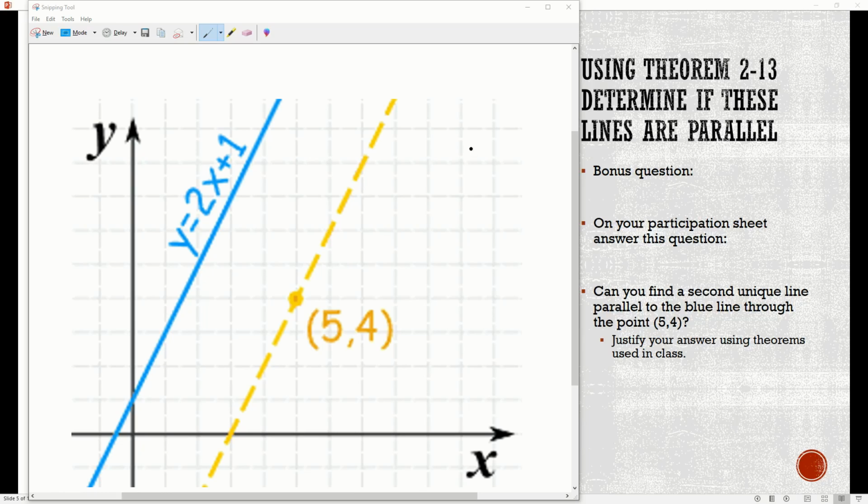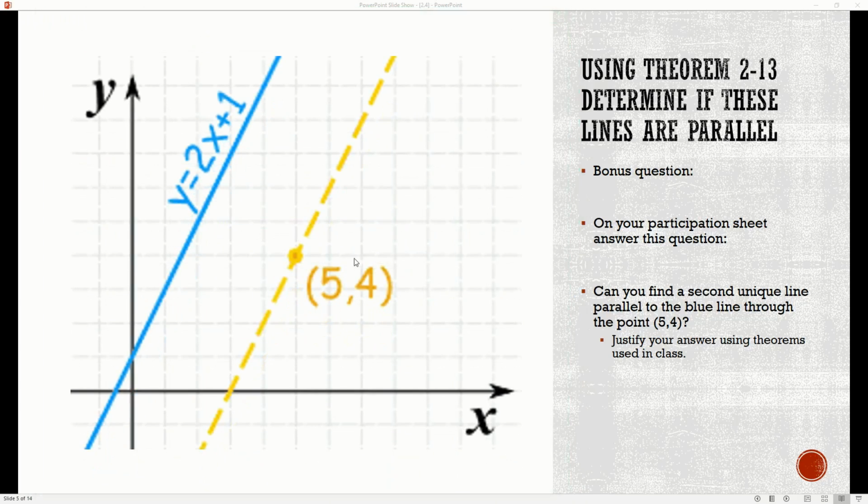Okay, so what we're going to ask on the screen here is, using theorem 213, determine if these lines are parallel. And then I have a bonus question. This goes on your participation sheet. I'd like to see what you think about this. Can you find a second unique line, meaning not the same line we already found? So the yellow line, we're not going to find that one again. We have to find another unique line that passes through the point 5, 4 that is also parallel to the blue line y equals 2x plus 1. Justify your answer using theorems in class.